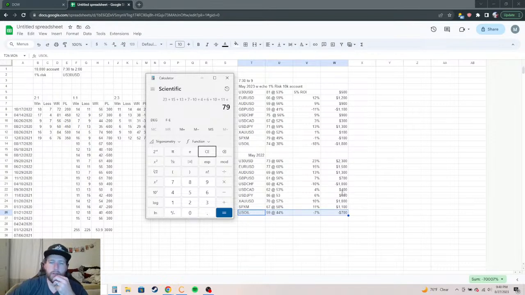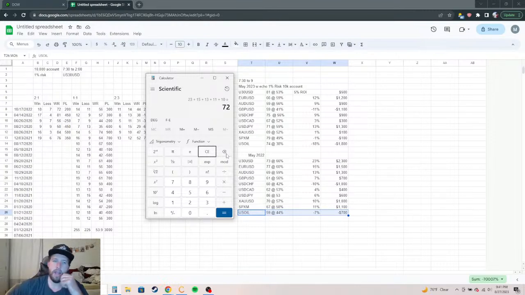Okay, now if we were only to have traded the best 5, so 23 plus 15 plus 13 plus 11 plus 10, 72. So, yeah, that's insane. That is actually insane. Well, it was like 42 for May of 23 and 72 for May of 22, assuming that we trade the best 5 pairs, and that's only risking 1%.